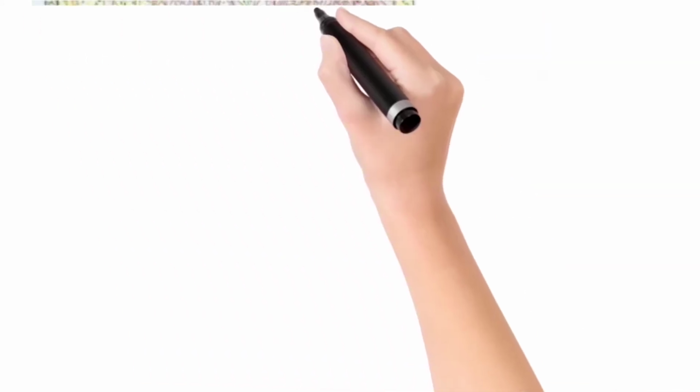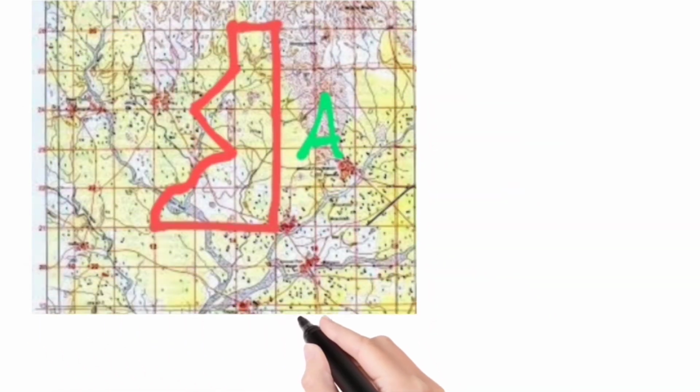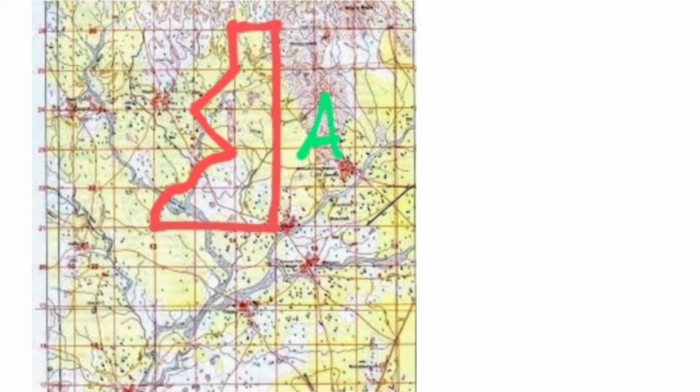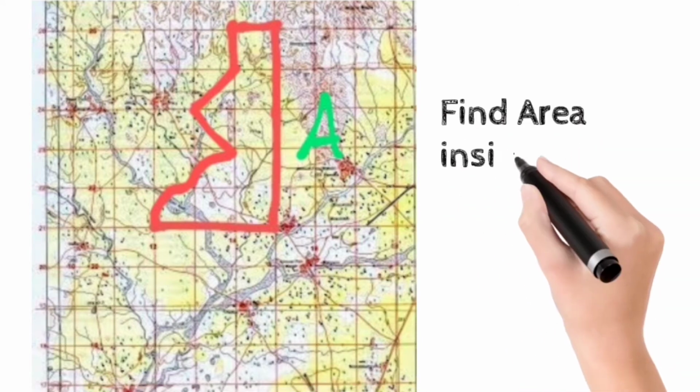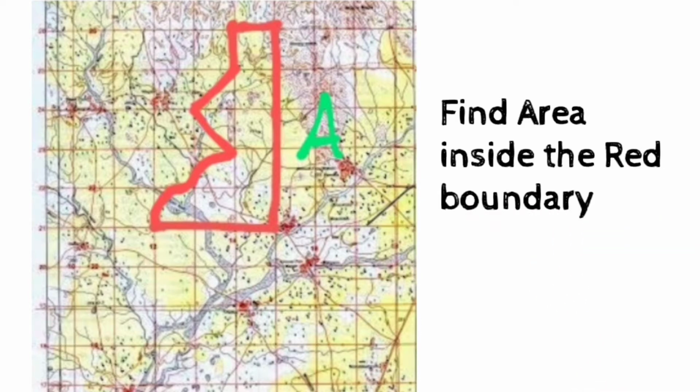And now, finally, as we know, practice makes everyone perfect. Here I am giving a practice question to all of you. You need to find out the area inside this red boundary. And let me know in the comment section.